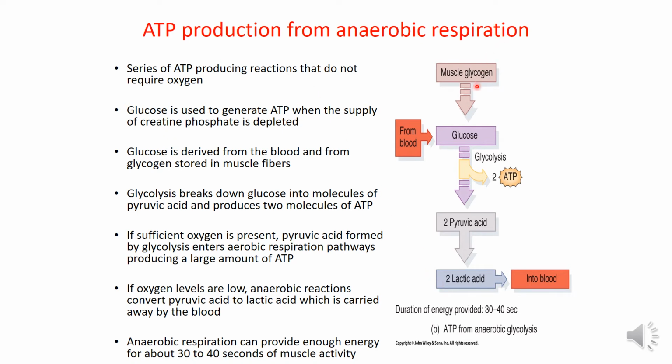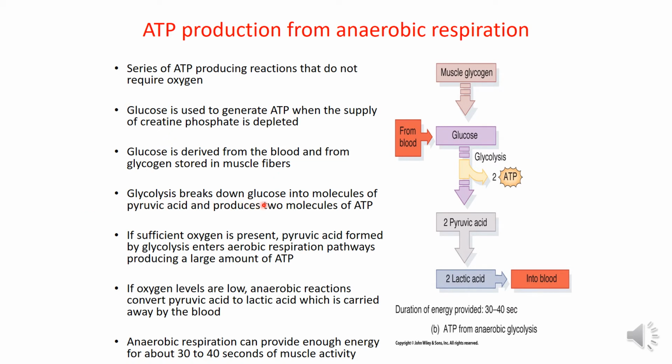So muscle glycogen is transformed into glucose. This will go outside the mitochondria and give 2 ATP and 2 pyruvic acid. This is going to be transformed into lactic acid. Glucose is used to generate ATP when the supply of creatine phosphate is depleted. Glucose is derived either from the blood or from the glycogen stored in the muscle fibers.